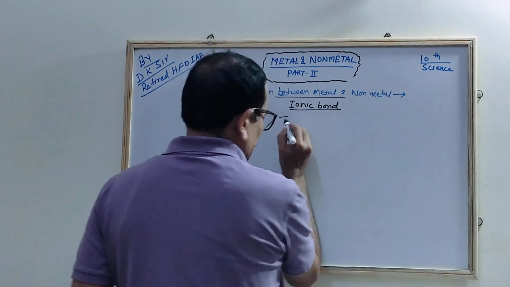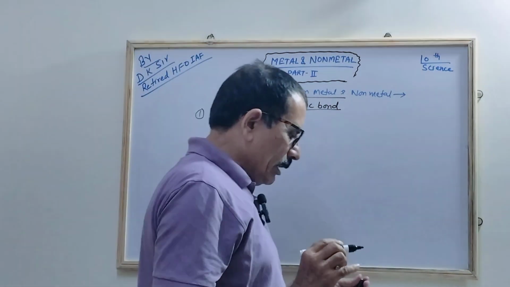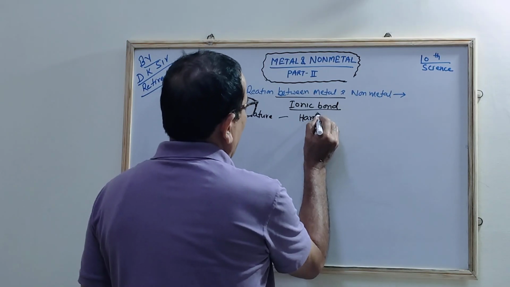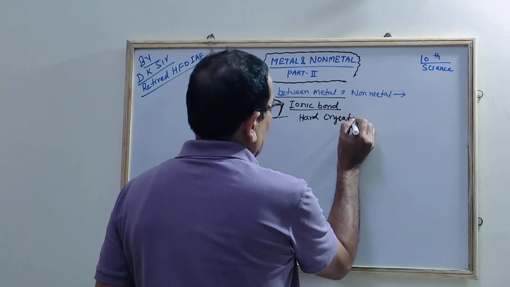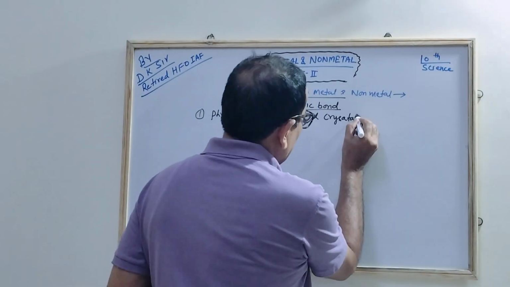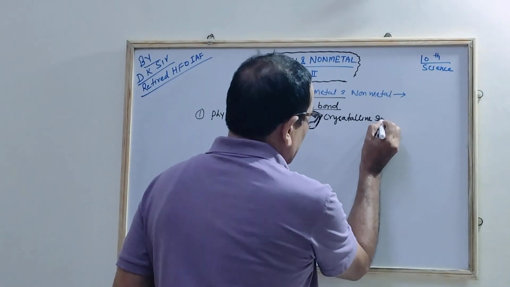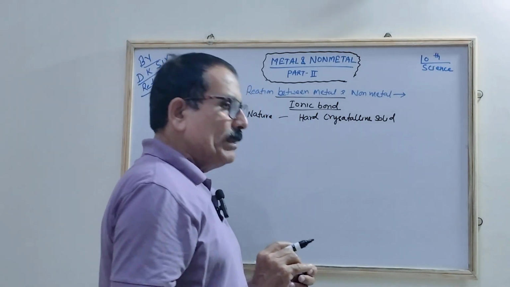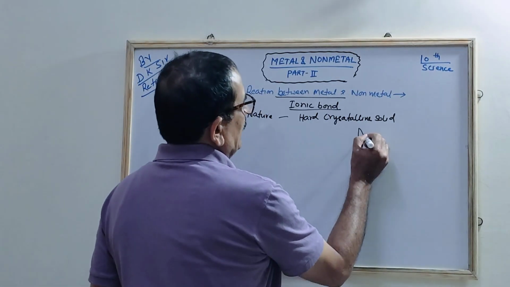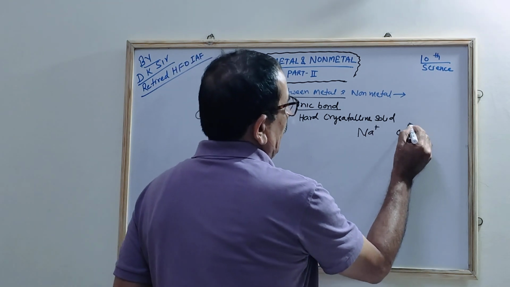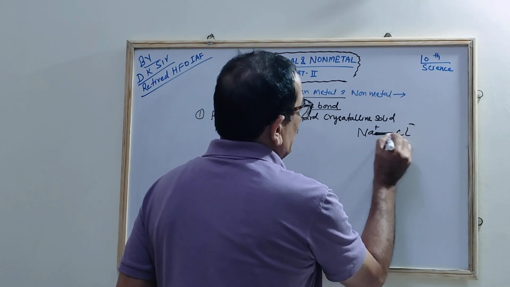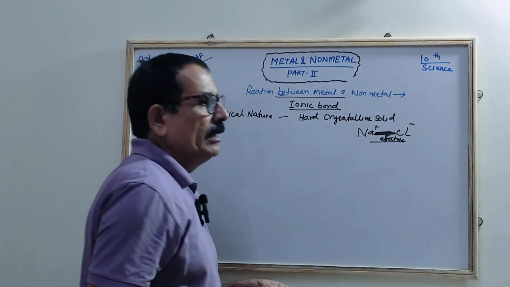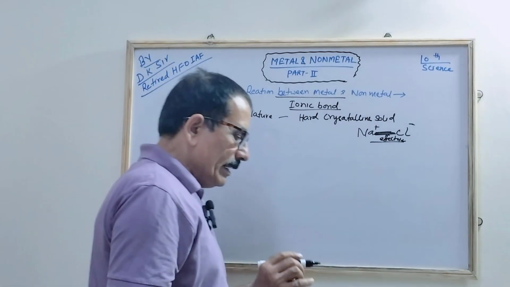What is the property? In the physical nature, what do we see? The ionic compounds are hard crystalline solids. They are hard, crystalline, correct? They are hard crystalline solids because of their attraction forces. You have seen the Na+ and Cl- is there. So this attraction force is quite effective, correct? Quite effective. So because of that, they are very hard in nature, correct?